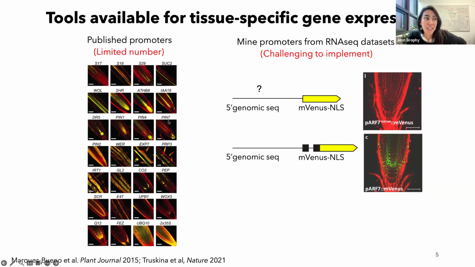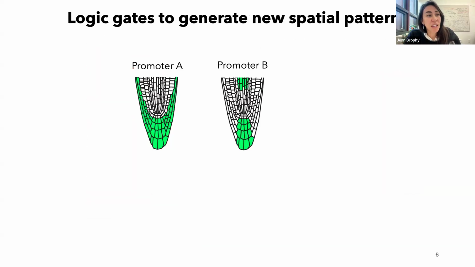All right, so if it's challenging to find promoters from the literature or to mine them from RNA-seq data sets, what can you do? One of the things we try to do in my lab, and one of the options that you have, is maybe to use logic gates to generate new spatial patterns of gene expression. So I think you've already gotten a nice primer on logic gates from Lloyd earlier.